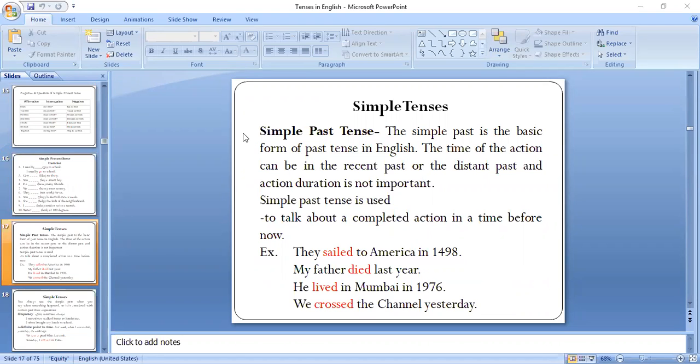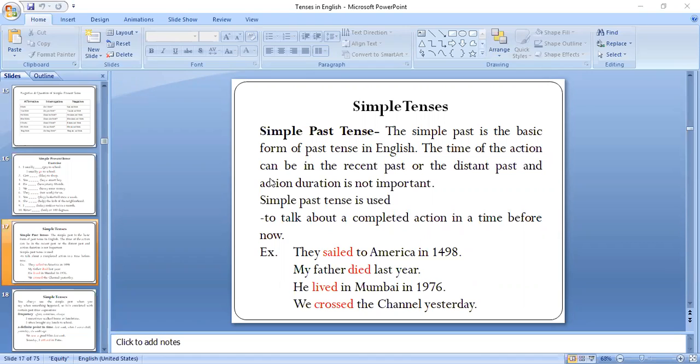Then we discussed the past tense. Simple past tense is the tense which denotes an action that happened a moment before, a moment ago, a moment before now. Now is the present, and a moment before that comes under the past tense. And the moment that is after now, the present, is called the future. So this is the major difference that we have seen.